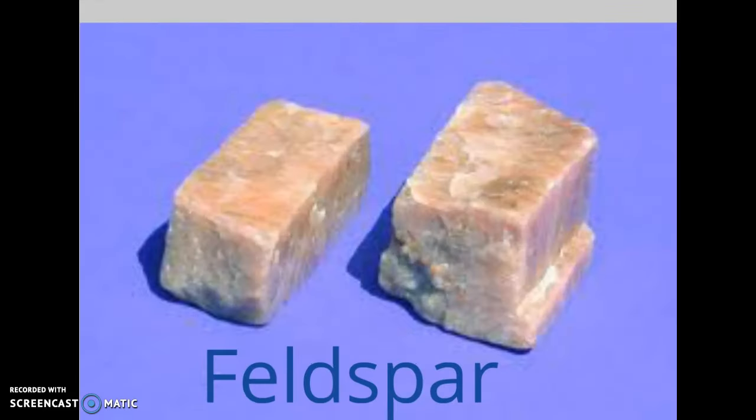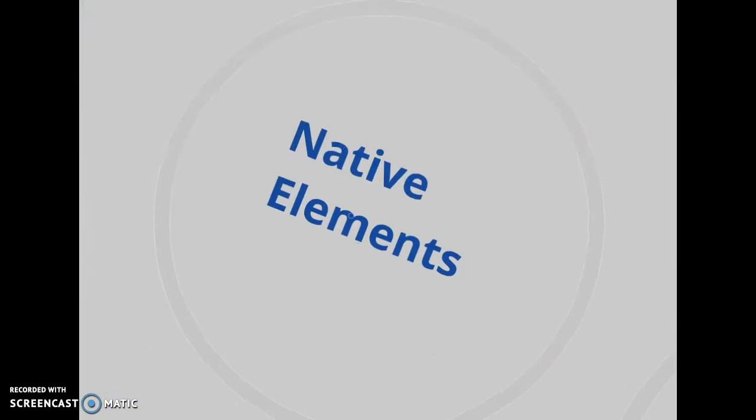And here's a common example, which is called feldspar. And a feldspar is in the rock granite. Another common mineral, silicate mineral in our area is quartz. Okay, the next one is native elements.